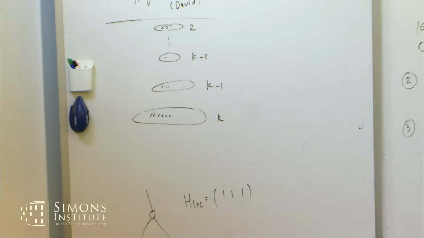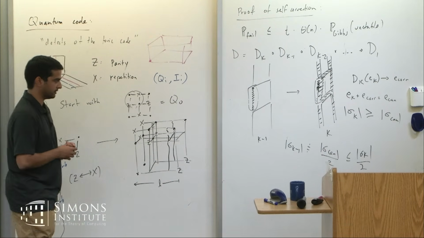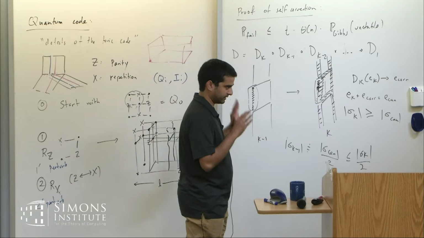The perturb step doesn't do anything, because the perturb step is just a geometry step. It just tells you where your qubits and checks are positioned in space. So you can just forget about that, and you can just think about the decoder acting on the Tanner graph of the code.